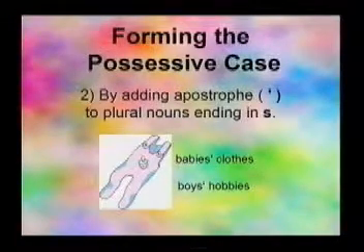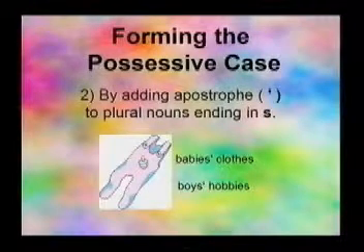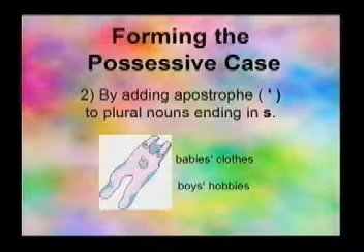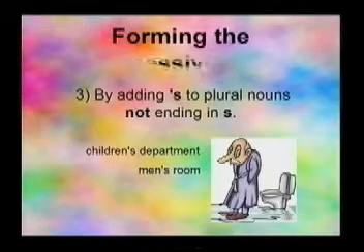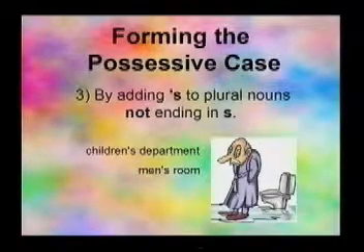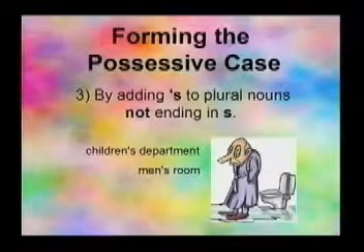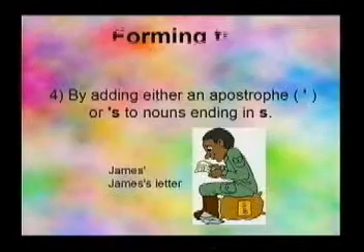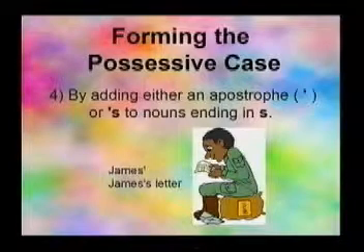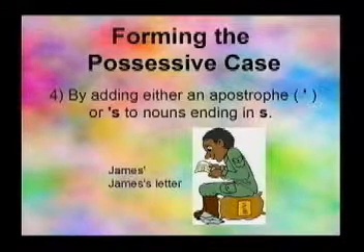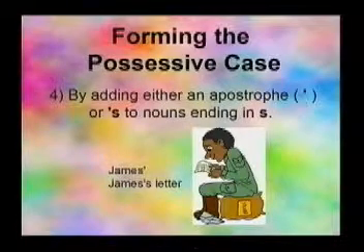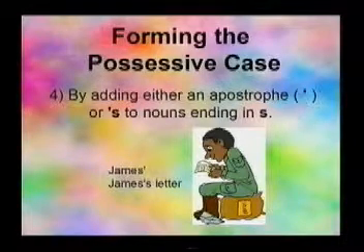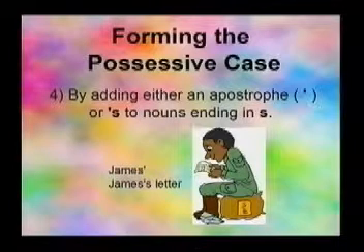Number 2, by adding apostrophe to plural nouns ending in s. For example, baby's clothes, boy's hobbies. Number 3, by adding apostrophe s to plural nouns not ending in s. For example, children's department, men's room. Number 4, by adding either apostrophe or apostrophe s to nouns ending in s. For example, James or James's letter. Both are correct, but using only the apostrophe is preferred, like in goodness' sake.